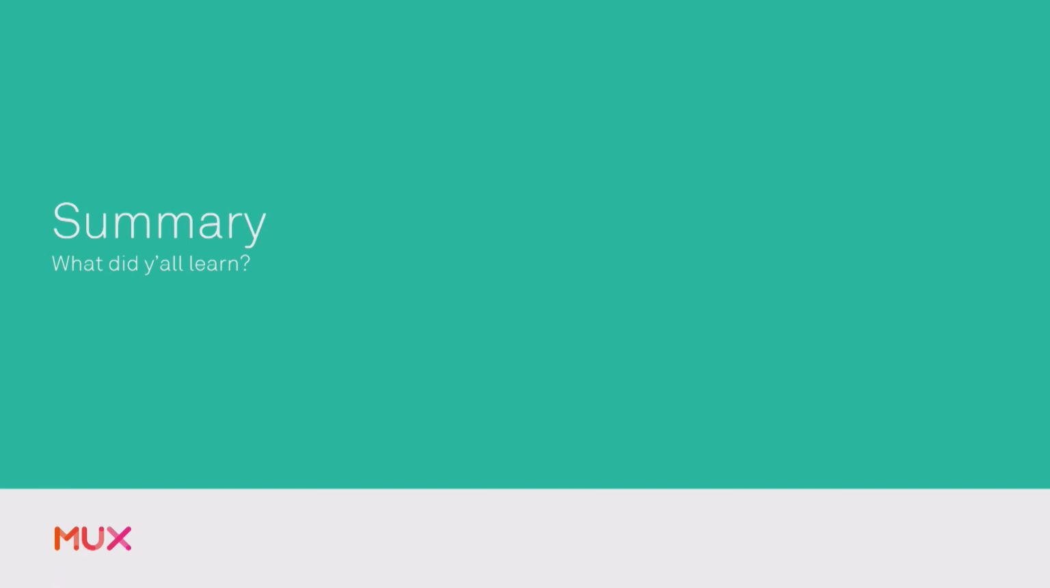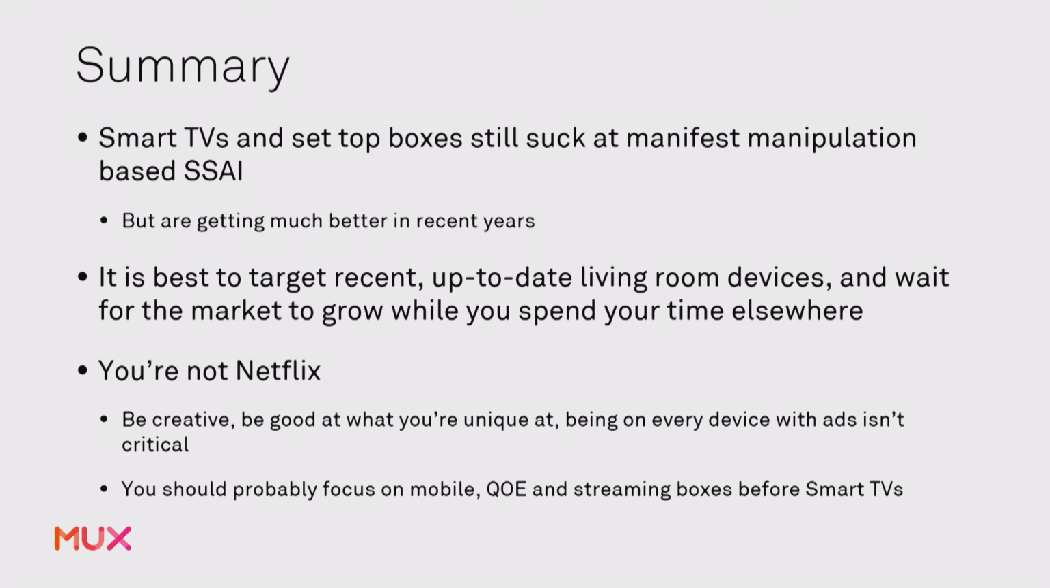So it was only a 10-minute talk. I was spot on time, but in summary, smart TVs and set-top boxes still suck at manifest-based manipulation, but are getting better in recent years. It's probably better to target an up-to-date living room device rather than kind of waiting for that market to grow in. And you're not Netflix, so unless you are Netflix.